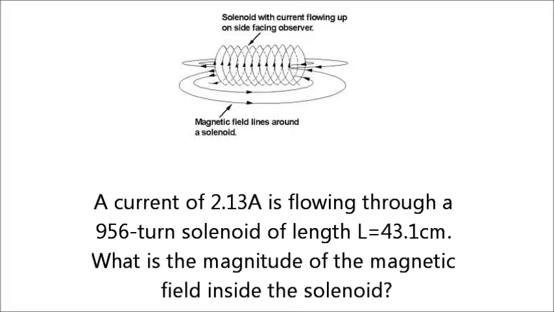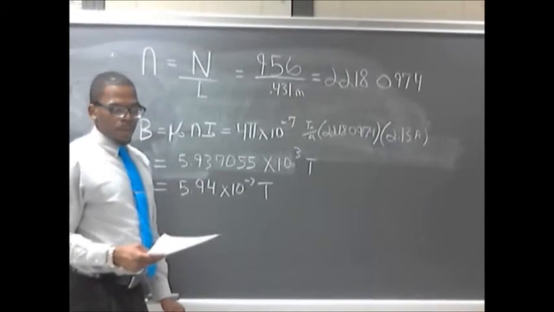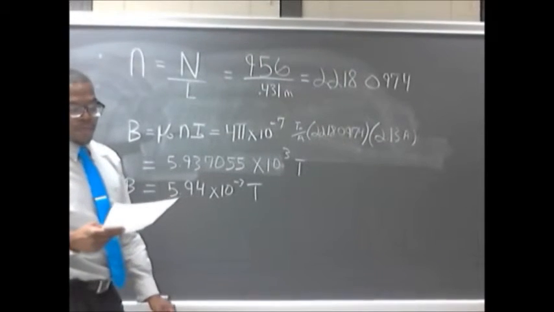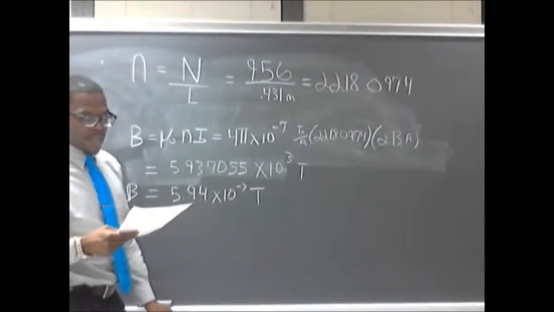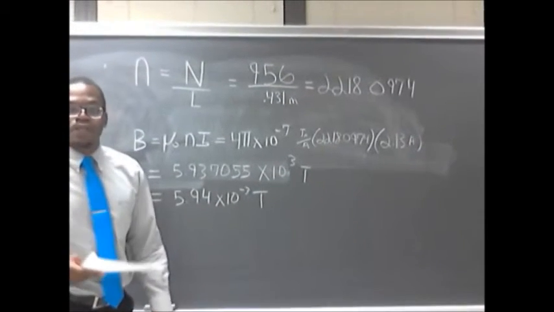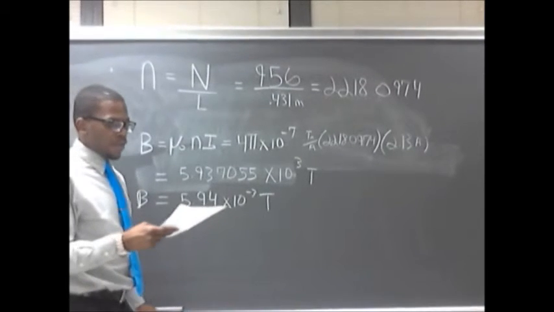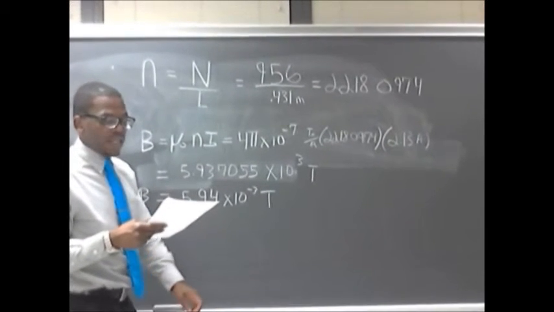A current of 2.13 amperes is flowing through a 956 turn solenoid of length L equals 43.1 centimeters. What is the magnitude of the magnetic field inside the solenoid? Alright, so the problem states the solenoid has a current of 2.13 amps. It turns 956 times and has a length of 0.43 meters. So what I'm trying to find is the number of turns it makes per meter, and the magnitude of the magnetic field in the solenoid.